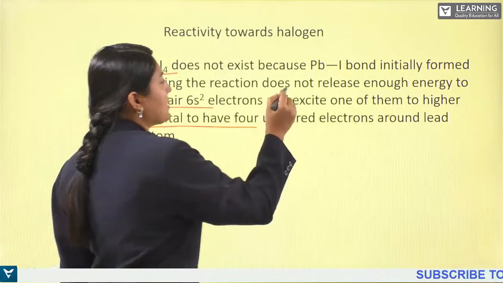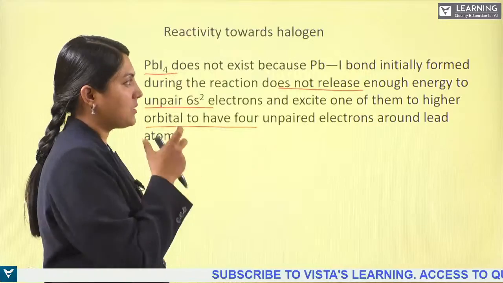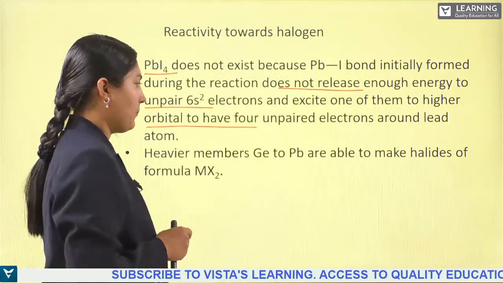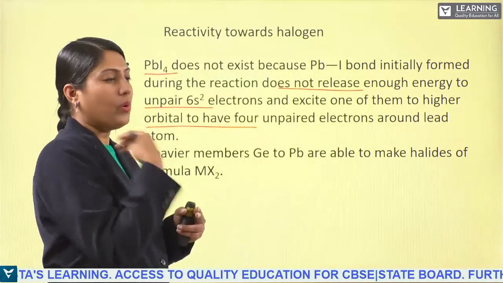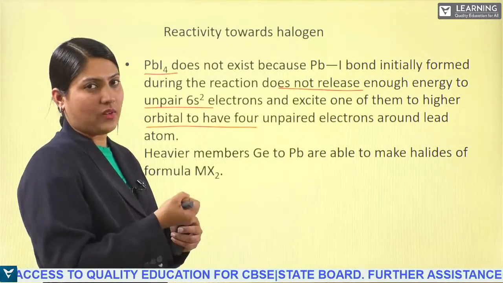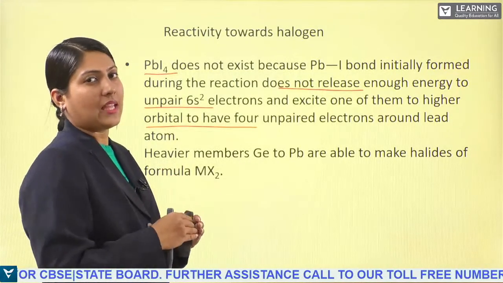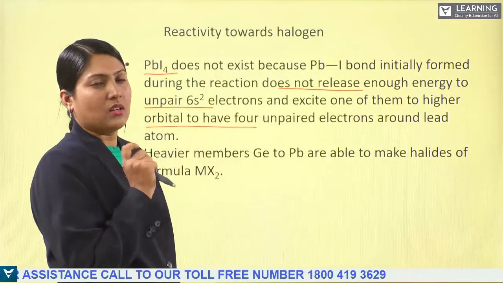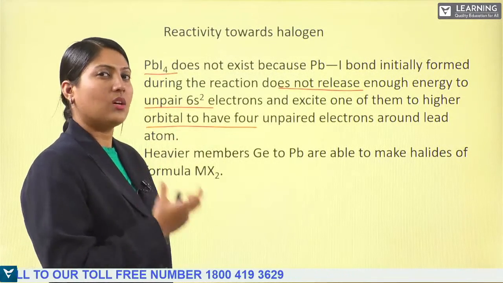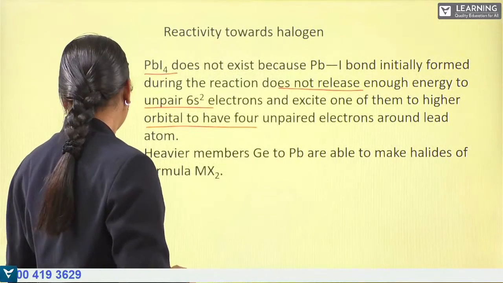If more energy is not released during bond formation, that means the bond which has been formed is not stable. Whereas when carbon reacts with oxygen, more energy is released and it catches fire. That means carbon monoxide or carbon dioxide is more stable than carbon. So here the lead and iodide bond is not stable, as very little energy is released.